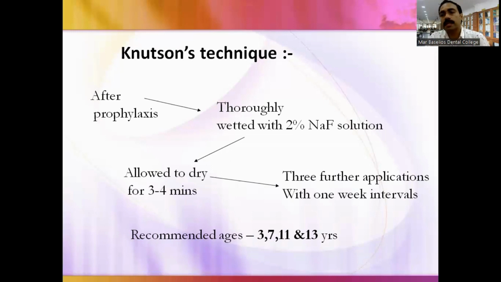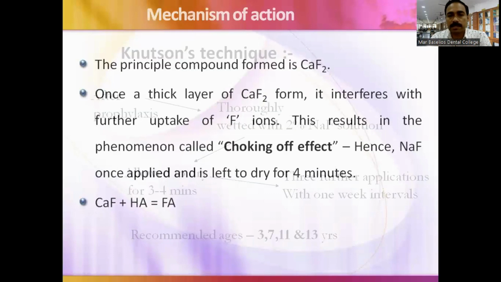And the age groups are 3 years, 7 years, 11 years, and 13 years. So a total of 16 applications will come, with 4 age groups. In each age group, 4 applications. Now let's see the mechanism of action.